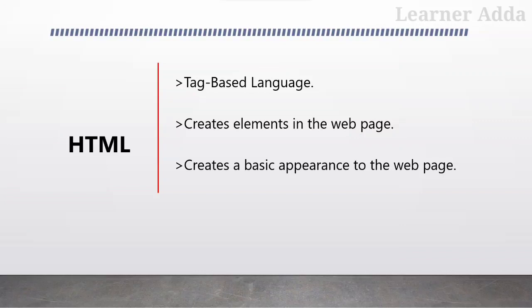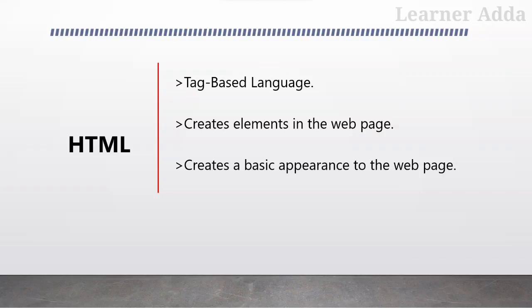HTML is mainly used to create elements in the web page. That means using HTML, you are able to create different items in the web page, such as headings, paragraphs, tables, forms, etc. HTML is used to create the basic appearance of the web page.